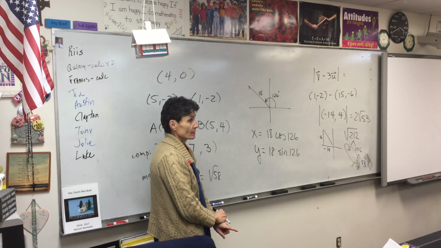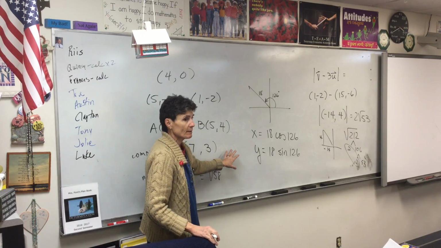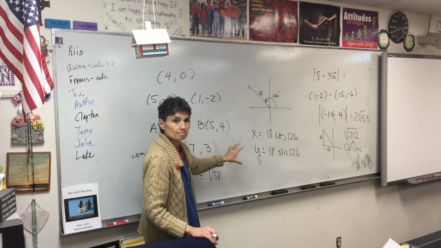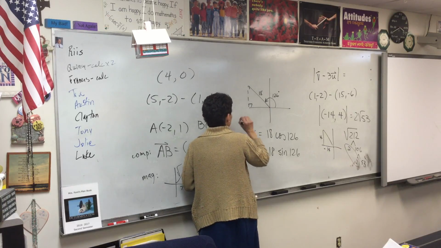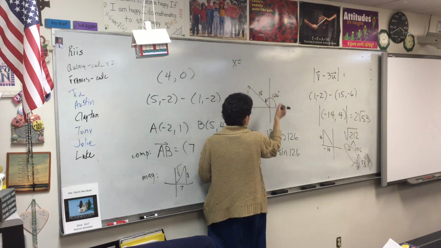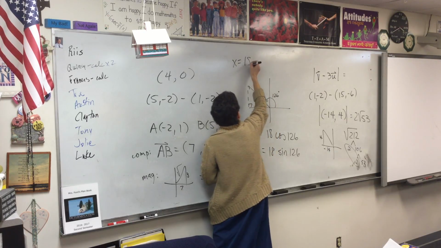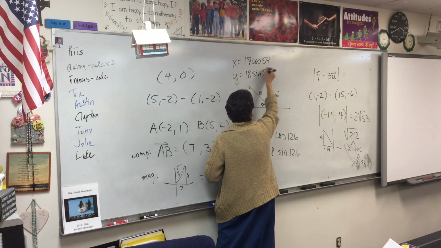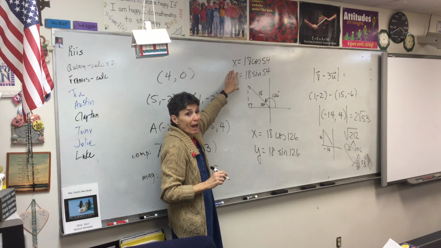Does that confuse anybody? Just occurred to me, I'm doing that a little bit differently than I did it last time. Are we okay with that? Why wouldn't you subtract 180 from 126? If you want to do it that way, you absolutely can. That angle would be 54. So x would be 18 cosine 54, and y would be 18 sine 54.